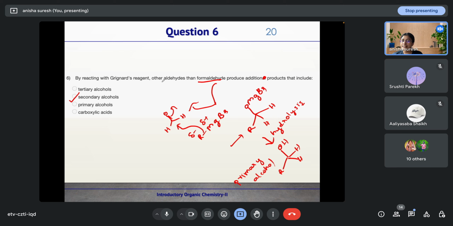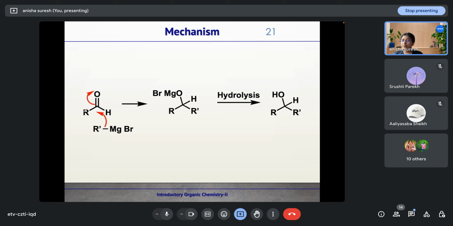That is why they are asking about aldehydes other than formaldehyde. So if we have some R group instead of hydrogen, in the RMgBr, the carbon has delta negative and the carbonyl carbon has delta positive. So this will act as a nucleophile and add on to the carbonyl carbon, and we will get this tetrahedral intermediate, which upon hydrolysis we will get this secondary alcohol. Okay, this is a secondary alcohol. Fine.